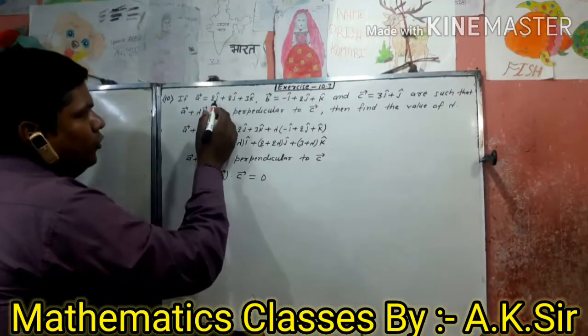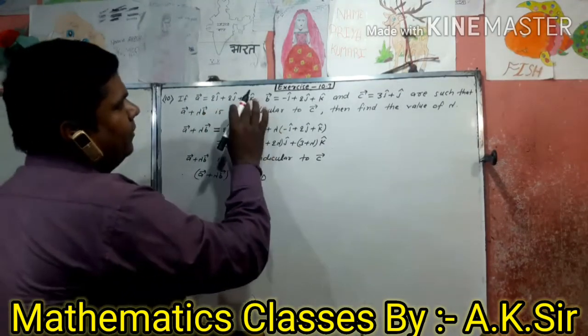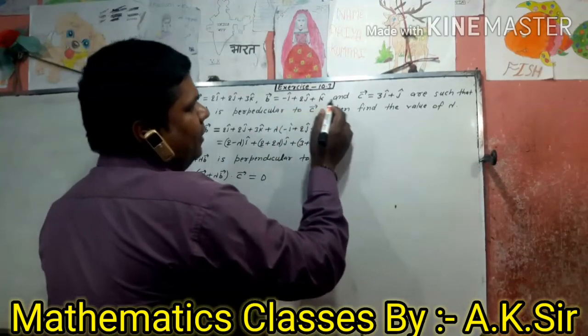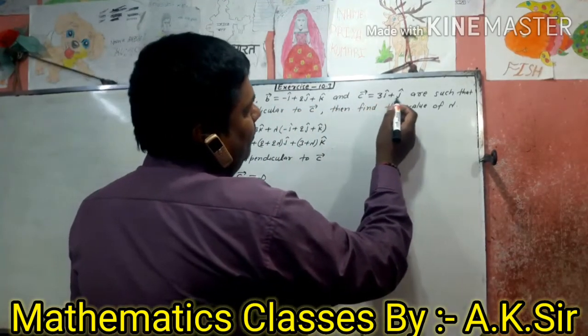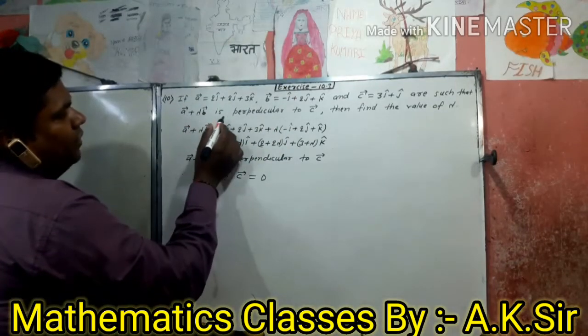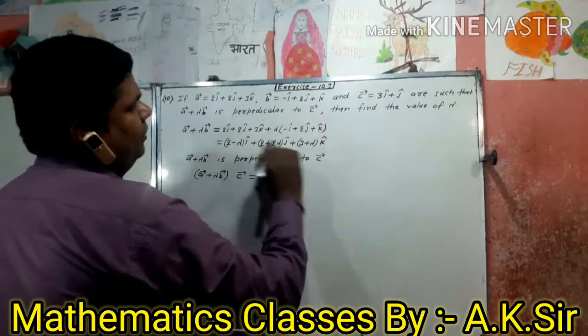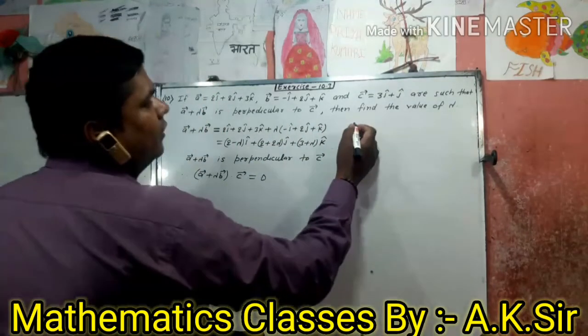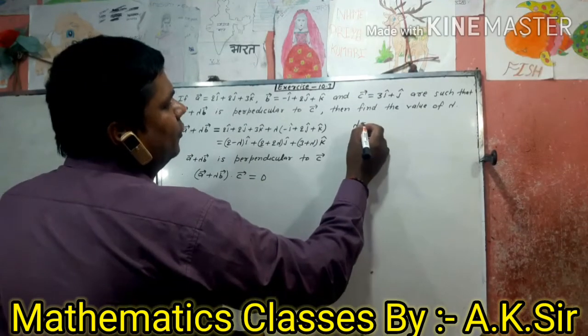Next question number 10. If a vector is equal to 2i cap plus 2j cap plus 3k cap, b vector is equal to minus i cap plus 2j cap plus k cap, and c vector is equal to 3i cap plus j cap are such that a vector plus lambda b vector is perpendicular to c vector, then find the value of lambda. It means we find lambda is equal to what?